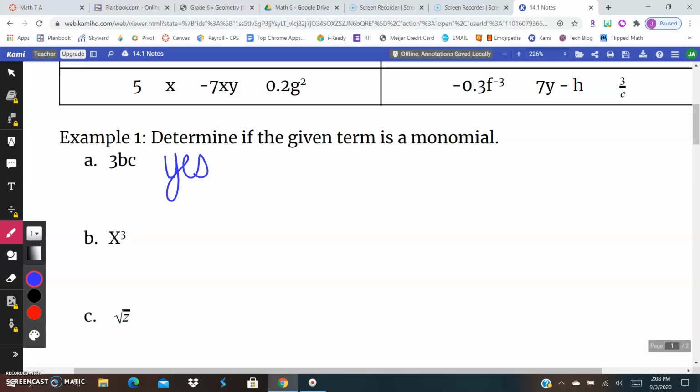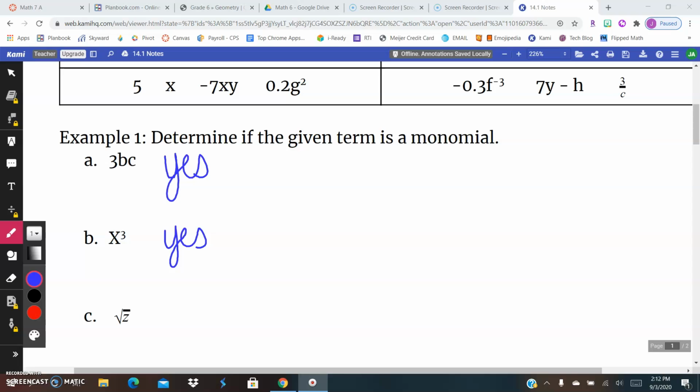The next one, x to the third power. 3 is a whole number. X is a variable. There's no adding and subtracting involved. There's no negative exponent. There's no fraction. So yes, this is a monomial as well.